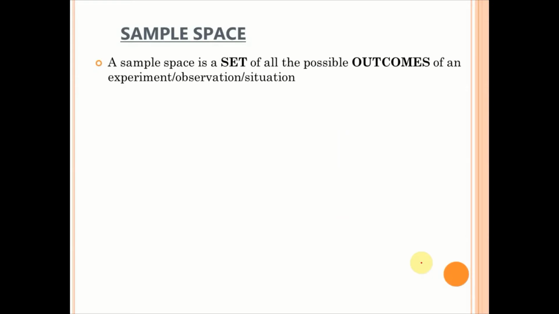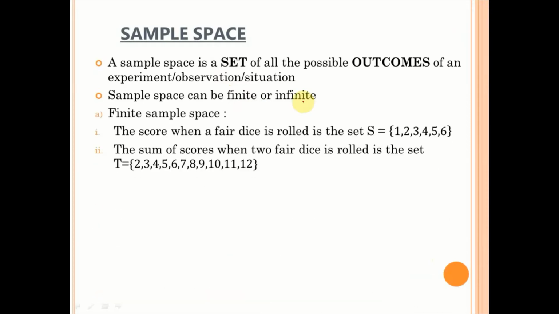So sample space. What is a sample space? Sample space is a set of all the possible outcomes of an experiment, observation, or situation. It can be finite or infinite. Finite means there's a limit. Infinite means it's limitless. An example of a finite sample space is when we have a fair dice and it is rolled. The sample space means the outcomes. So when we roll a fair dice, the outcome can be number 1, 2, 3, 4, 5 or 6, because a dice has 6 faces.